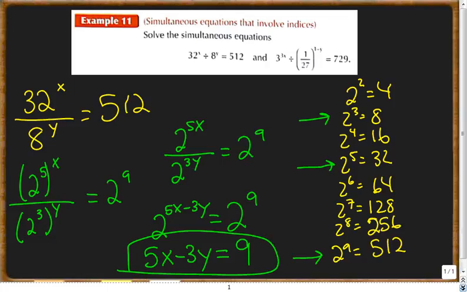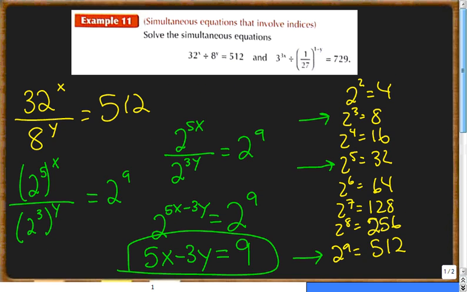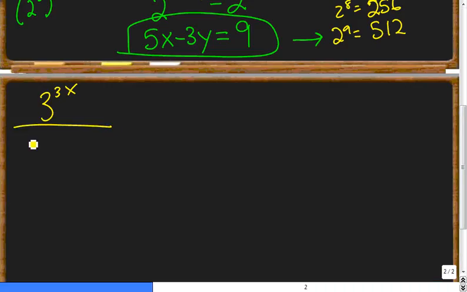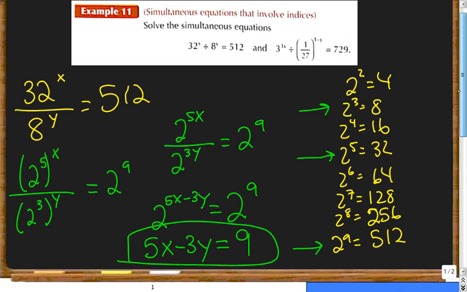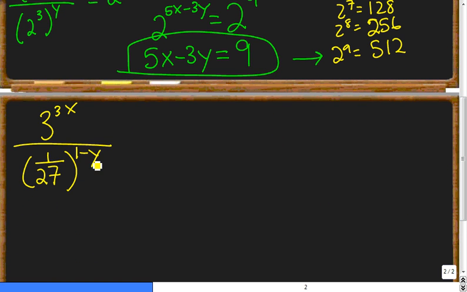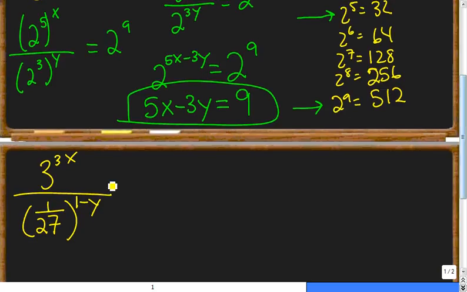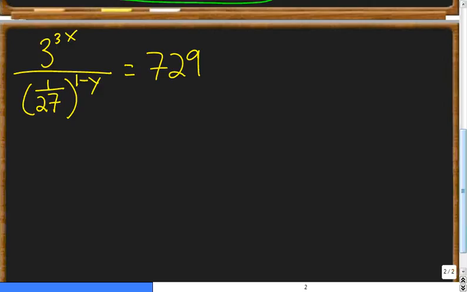Now the second one, we have 3 to the 3x divided by 1 over 27 to the 1 minus y. That's interesting. And that equals 729. So again, this is a very similar looking problem, just a little different. We have to find a common base for them, and it looks like our common base is probably going to be 3.